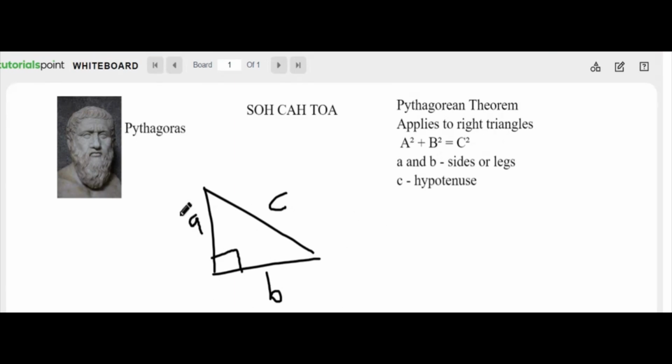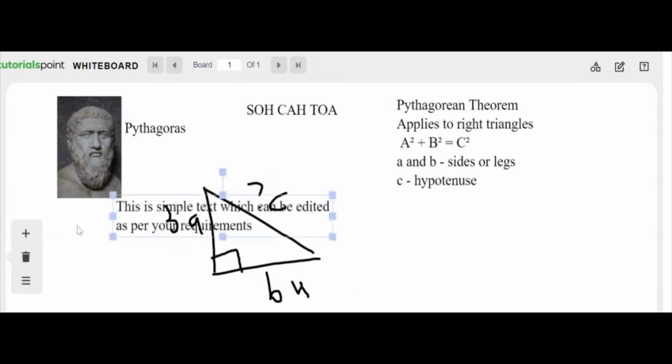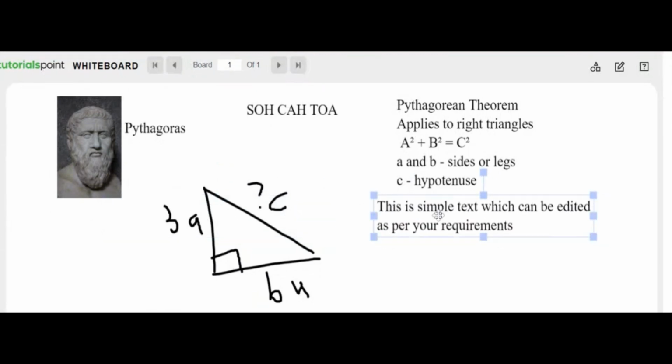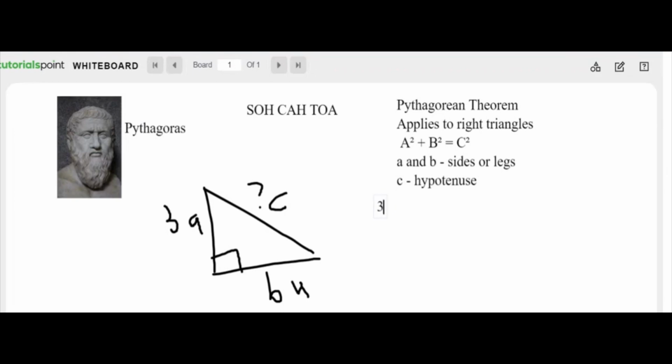So let's look at an example of how this Pythagorean theorem would work. Let's say this side is 3, this side is 4, and they're asking us for the hypotenuse, the last side. Let's solve it in the formula we wrote up here. a is our 3, so 3 squared plus 4 squared is equal to c squared. 3 squared is just 9, 3 times 3, plus 16, because 4 times 4, is equal to c squared. Next, we just add them together. We get 25 is equal to c squared.